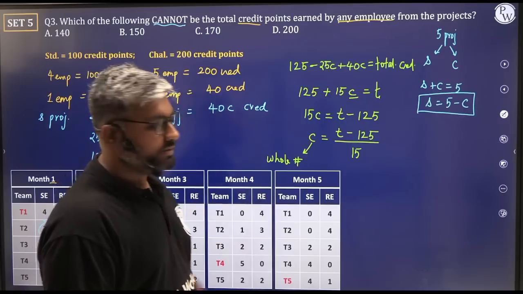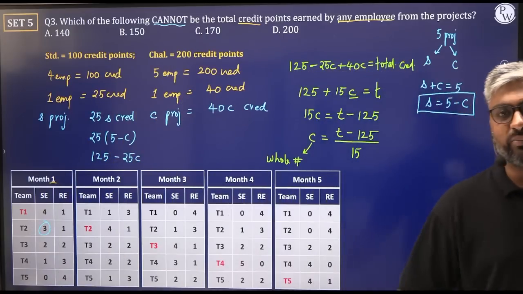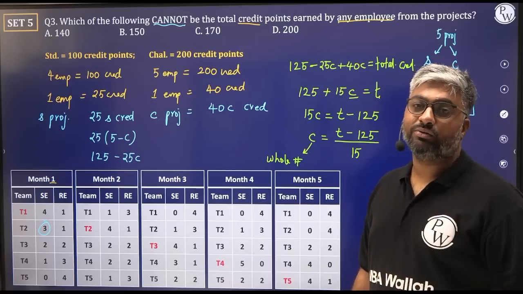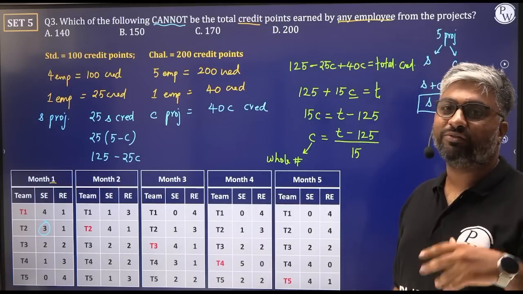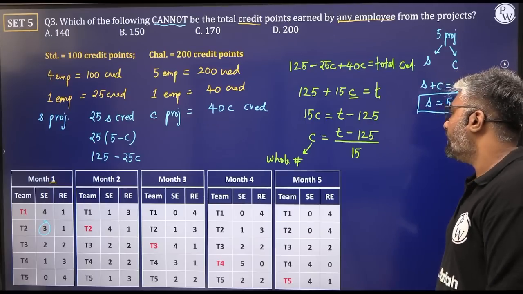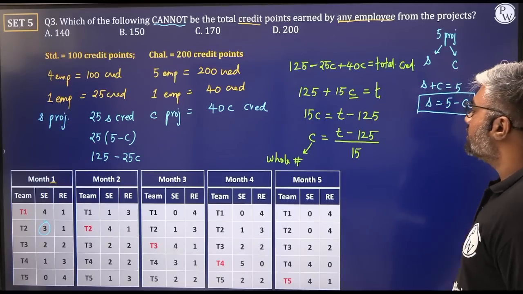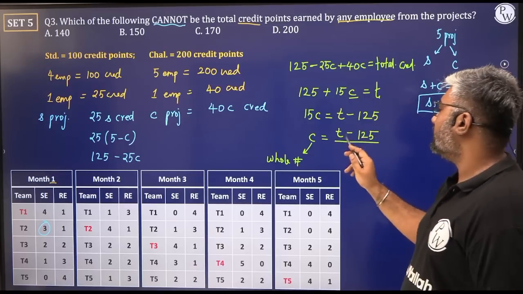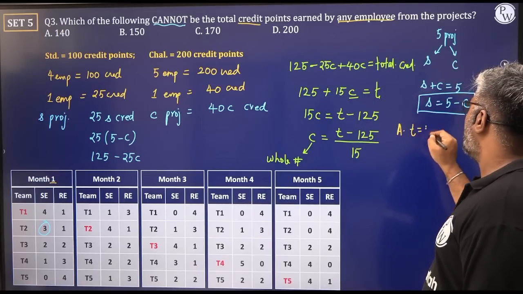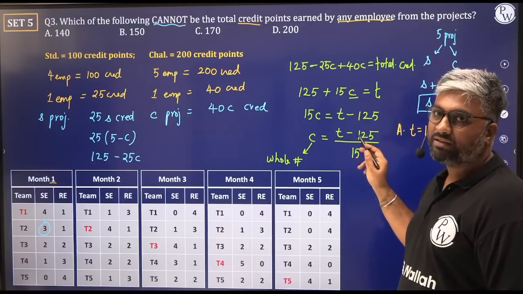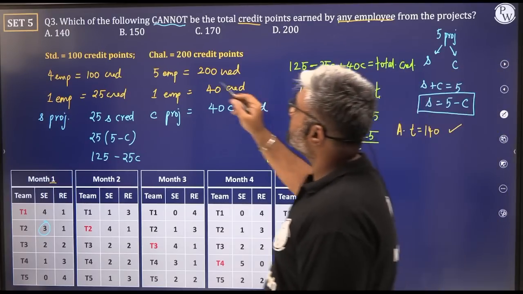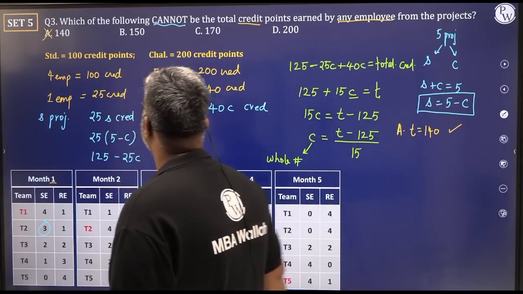Use this condition to figure out. This question otherwise will become impossible to answer, or if you keep doing trial and error, 0, 5; 1, 4; 2, 3; 3, 2, it's going to take ages, and it will become way too complex. So use this to answer. If T is 140, will it work? Let's try quickly. Option A. If T is equal to 140, then 140 minus 125 is 15. 15 by 15, possible. That means this cannot be our answer because it is possible. Let's look at 150.